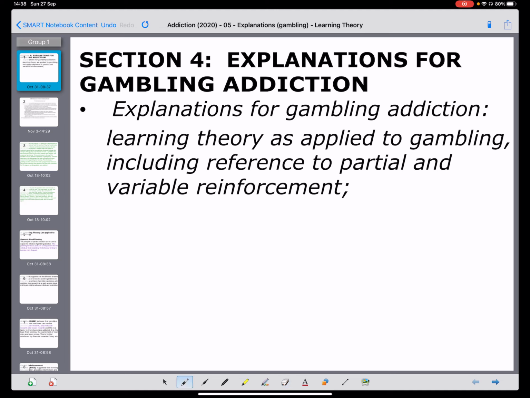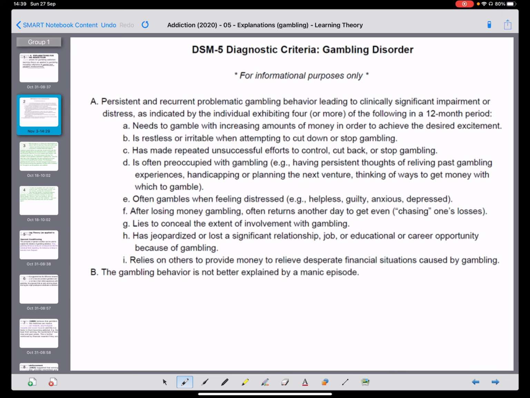Hello, this is Mr. Ferreira, and I'm going to be talking you through explanations for gambling addiction, and specifically as applied to learning theory and partial and variable reinforcement. Before we go into too much detail, it's worth having an understanding of what gambling addiction looks like.